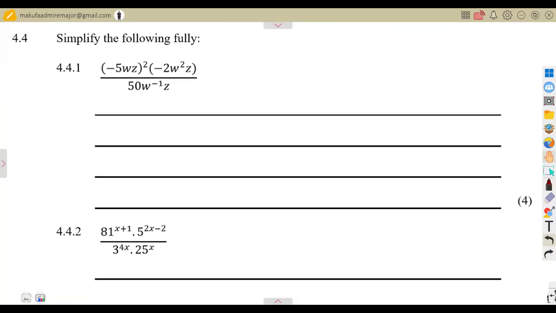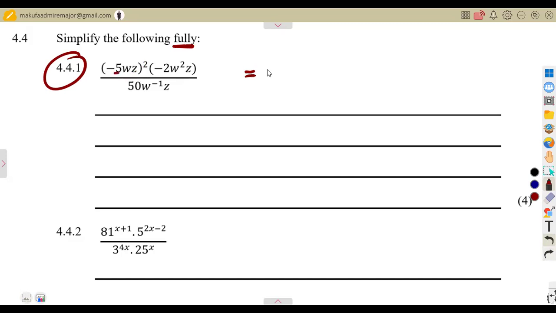Simplify the following fully. So there we are given terms that need to be combined using our laws of exponents. A number that is being raised to the exponent of a negative. Remember, I talked about a negative when raised to an even power or an even exponent is going to change to a positive. But take note that every number will be raised to the exponent of 2.